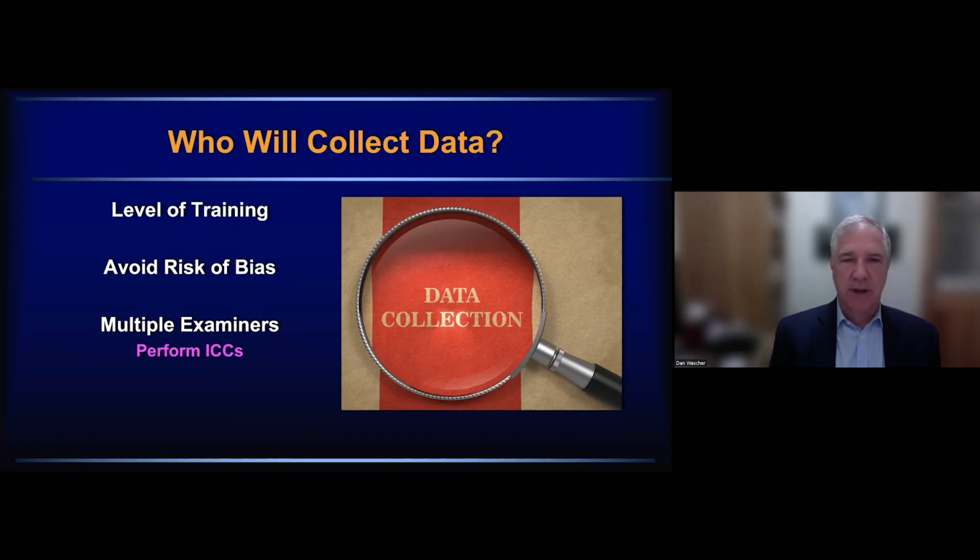It's important to understand who's going to collect the data. You want to make sure if you're doing clinical examinations or radiologic evaluations that you've got people that have the requisite skills and training in order to accurately assess the patients. You need to avoid the risk of bias, and I think it's a bad idea to have the primary investigator or the surgeon of record evaluate their own patients. I know in my practice that my patients' Lachmans always seem to be better than other surgeons'. And then if you have multiple examiners performing multiple measurements, perform intra- and interclass correlation coefficients in order to see how accurate the measurements were.